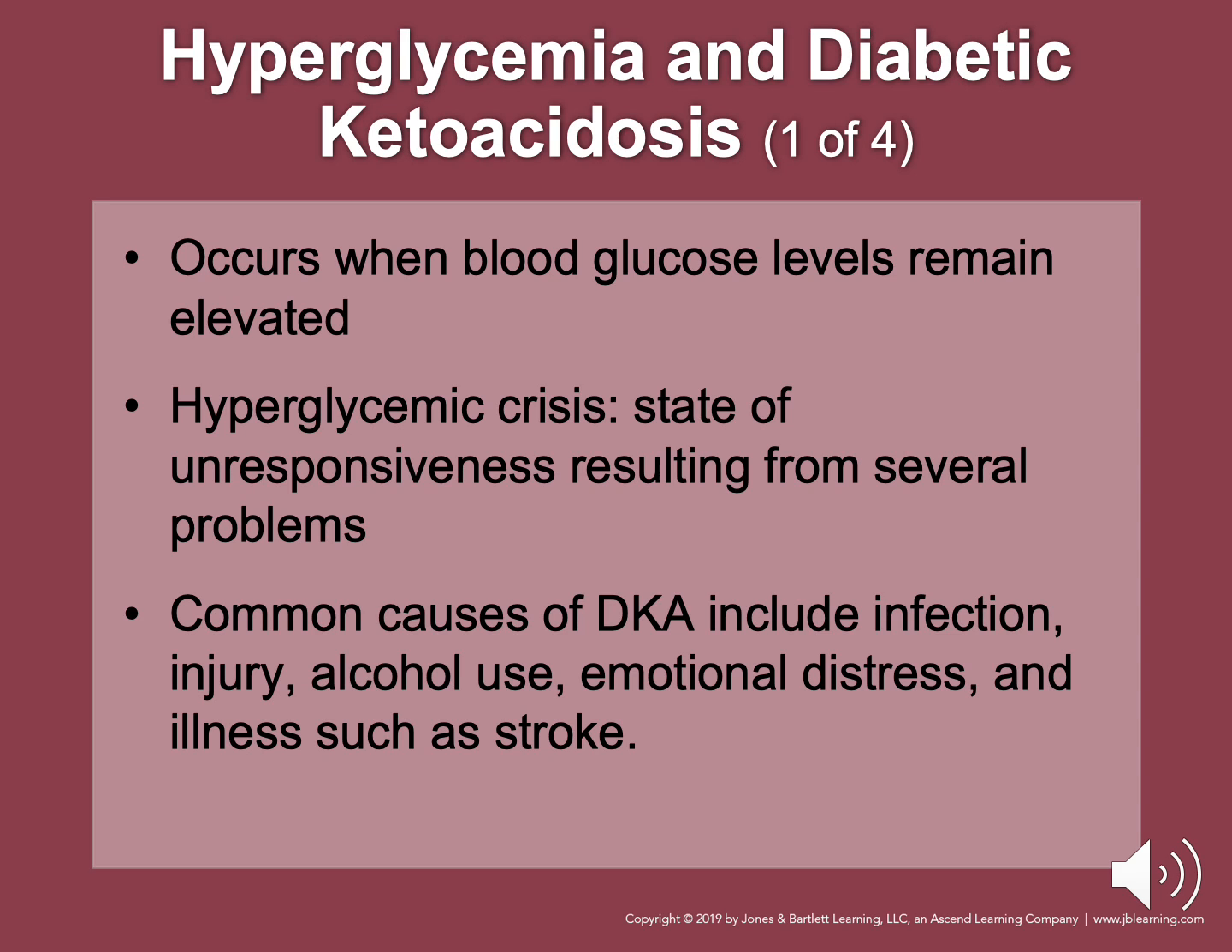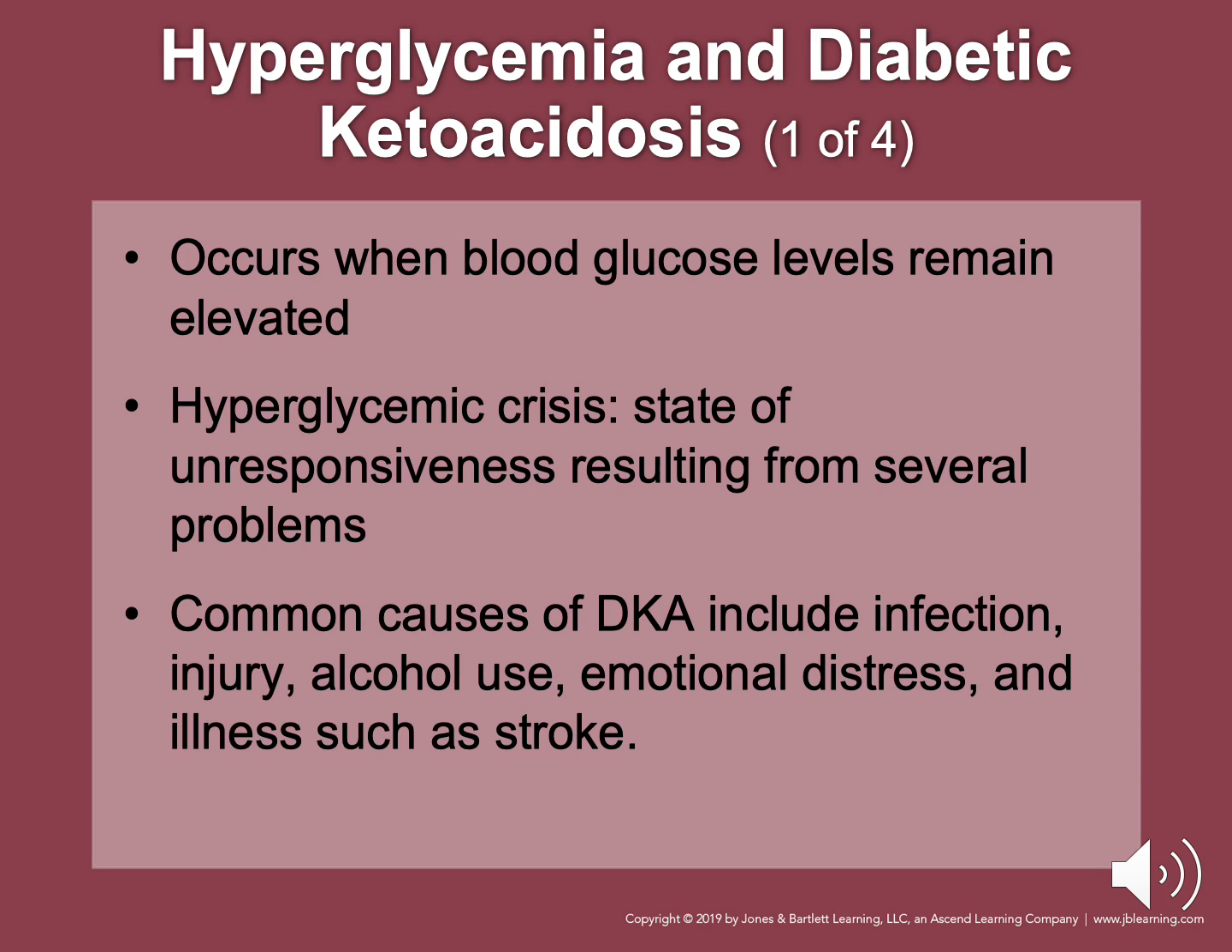All right, hyperglycemia with diabetic ketoacidosis occurs when the blood glucose levels remain elevated and corrective mechanisms have failed. It can be because of excessive food intake, insufficient insulin dosages, infection or illness, injury, surgery, or an emotional stress state. A crisis usually results in a diabetic coma and a state of unresponsiveness resulting from several problems. Onset may be rapid or gradual, and repeat episodes of hypoglycemia will cause several physiological changes that have detrimental long-term effects.